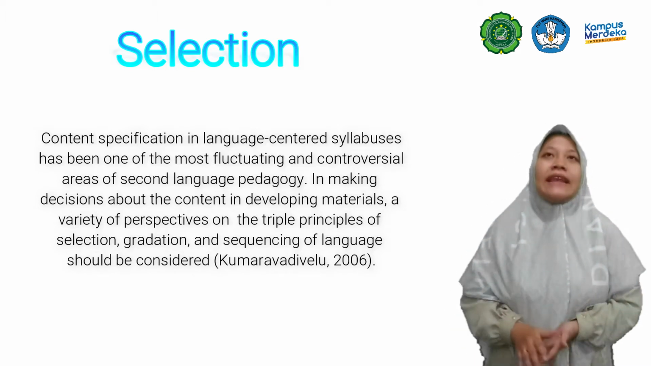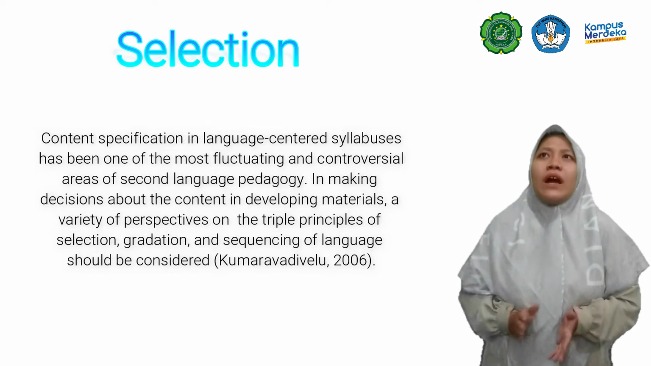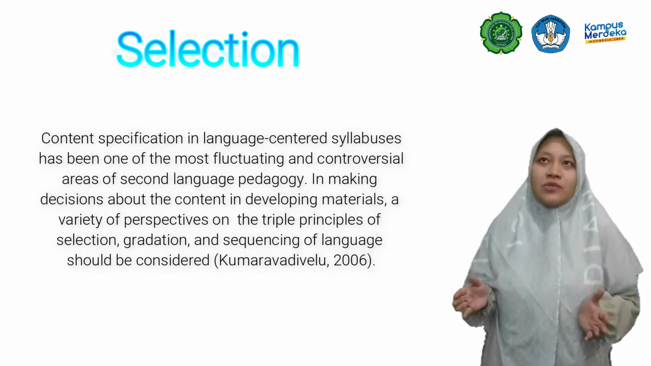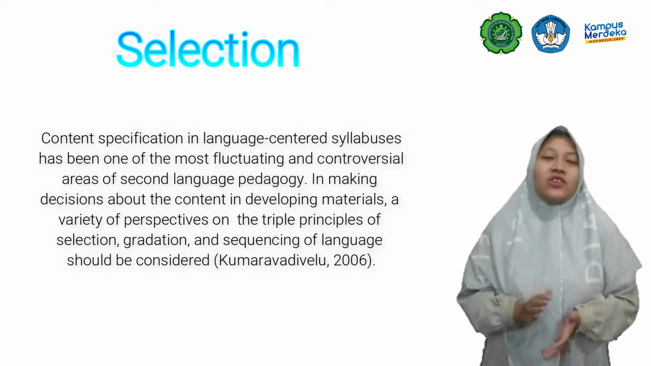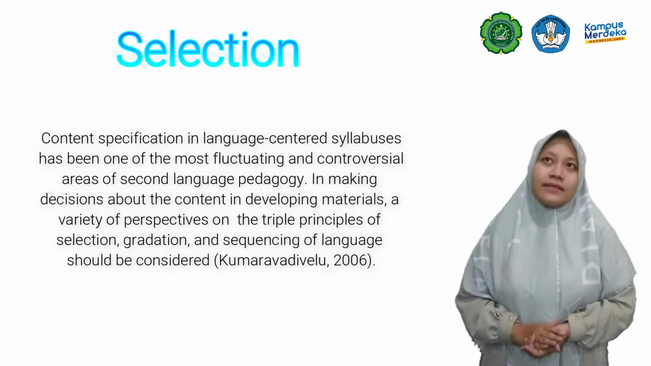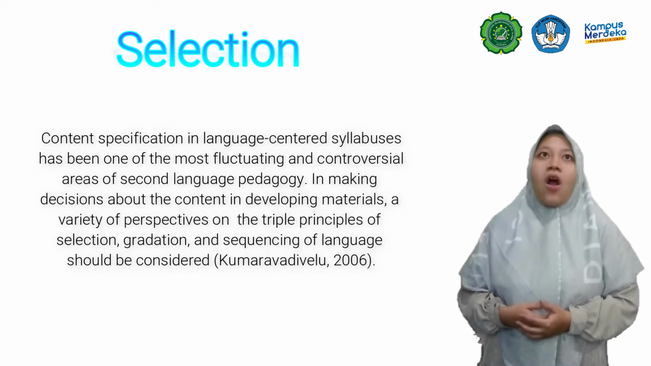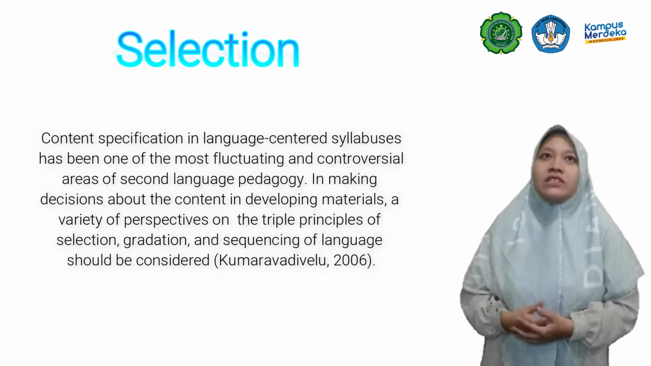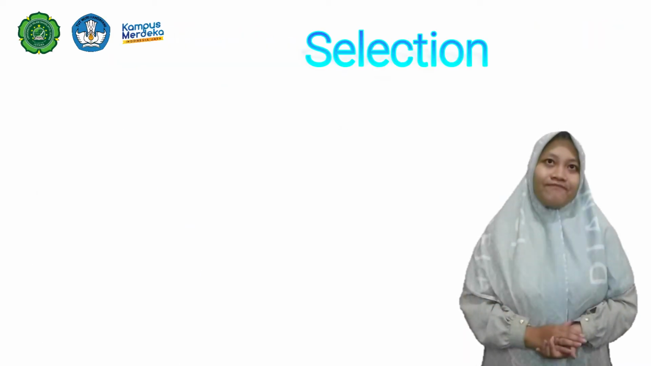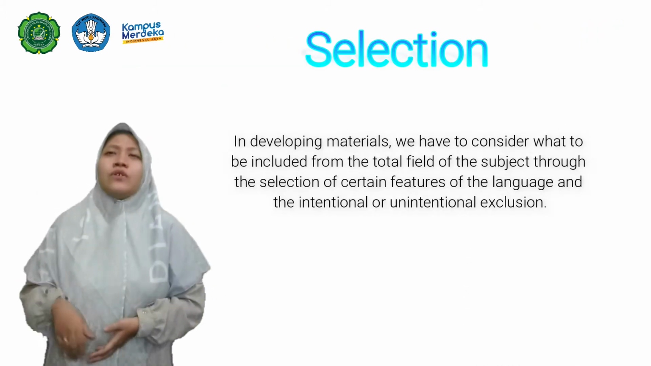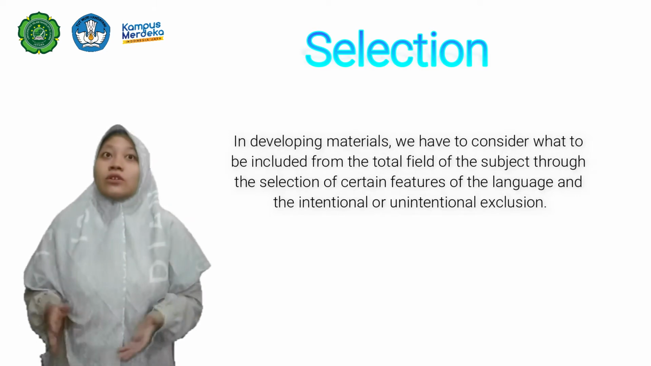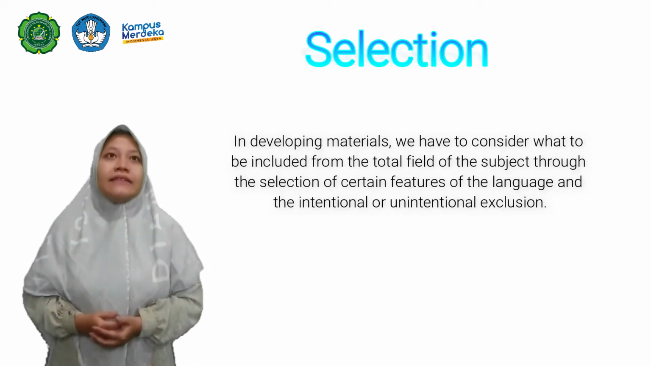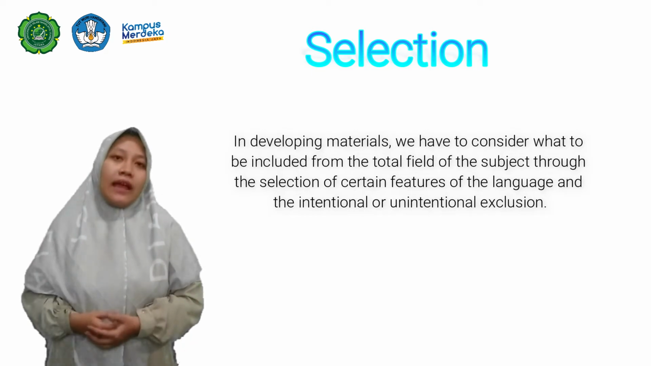Content specification in language-centered syllabus has been one of the most fluctuating and controversial areas of second language pedagogy. In making decisions about the content in developing materials, a variety of perspectives on the triple principle of selection, gradation, and sequencing of language should be considered. In developing materials, we have to consider what to include from the total field of the subject through the selection of certain features of the language and the intentional or unintentional exclusion.